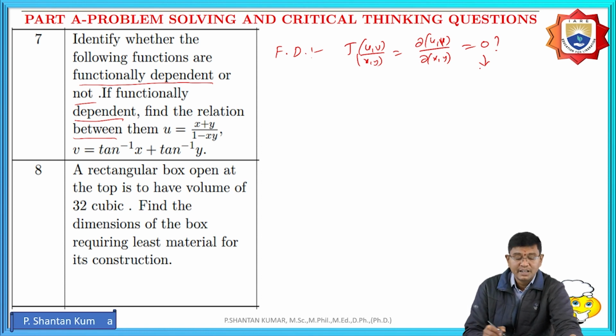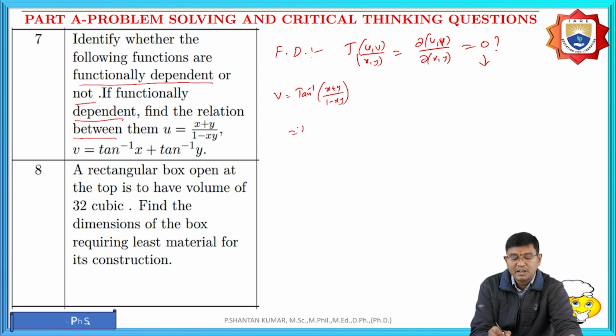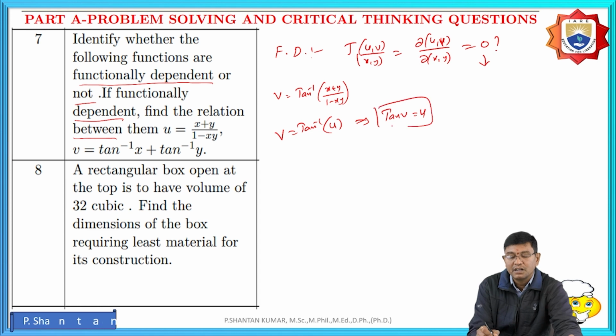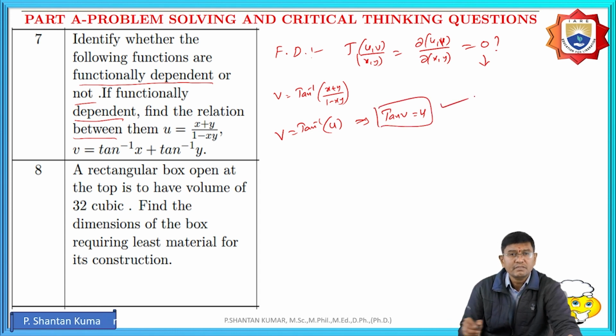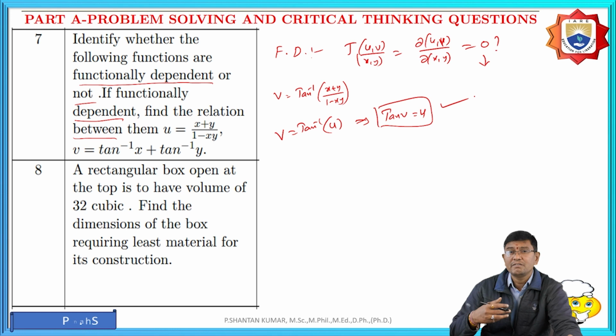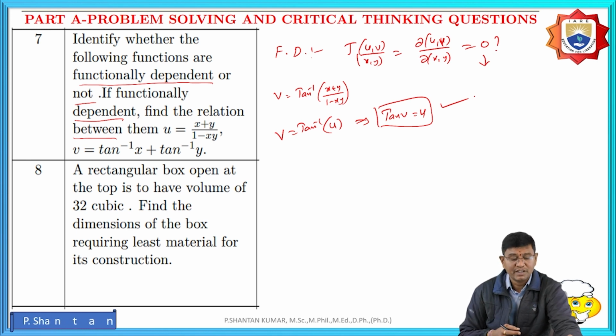And again after that, here v is, according to the inverse trigonometric function, tan inverse of (x plus y) by (1 minus xy), which is tan inverse of u. Therefore v is equal to tan inverse u, that is tan v is equal to u, which is the final solution. That is the relation between the given u and v, and with the help of that we find the relation between them.